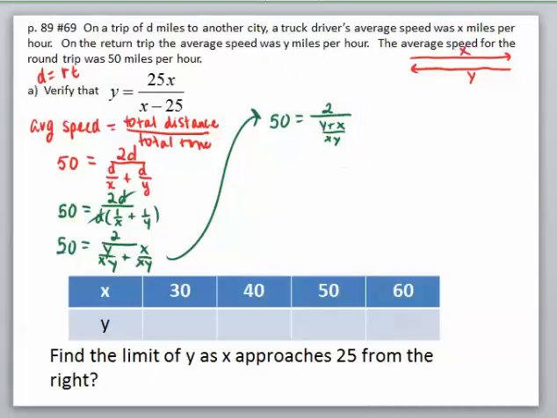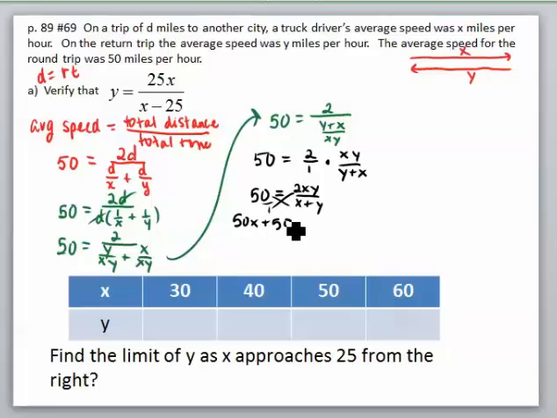Now I'll go ahead and divide those. So now I have 50 equals 2 over 1 times the reciprocal, XY over Y plus X. Now I have 50 equals 2XY over X plus Y. Now I can get rid of the fraction by cross multiplying. So I get 50x plus 50y equals 2xy.